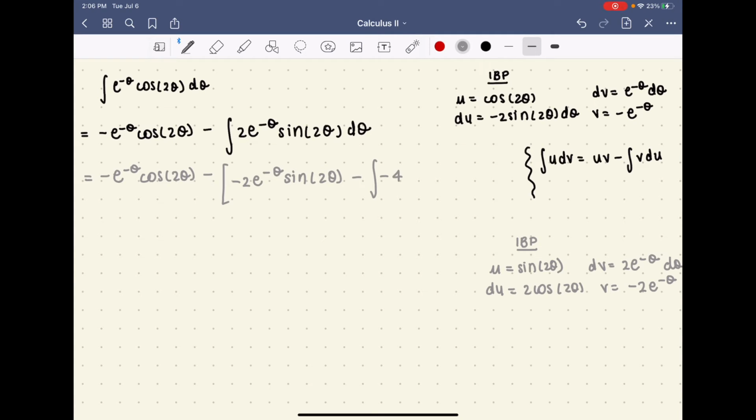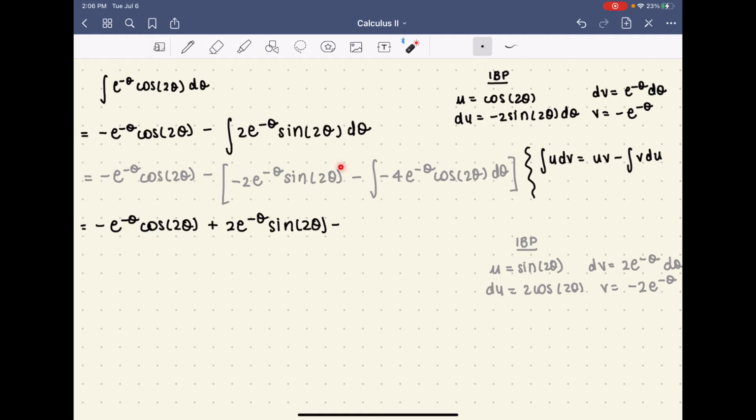So minus 4e to the minus theta cos 2 theta d theta. So this was our second IBP. We're going to go back to black, and we can distribute the minus sign to the bracket, so this will become plus 2e to the minus theta sine 2 theta. And this will remain a minus because there are 3 minus signs that get distributed. So minus 4e to the minus theta cos 2 theta d theta.